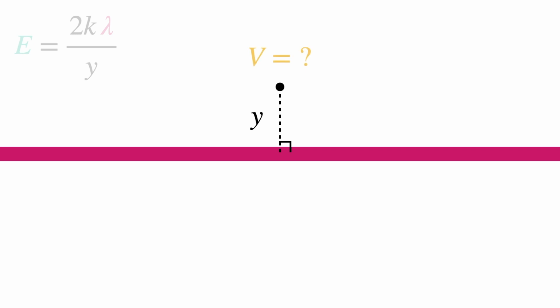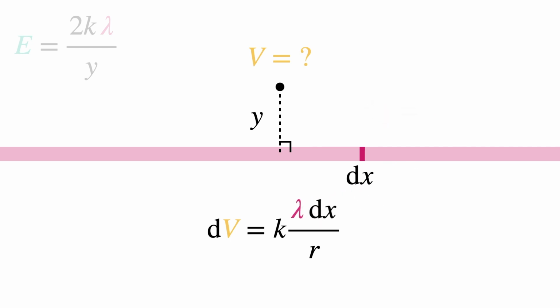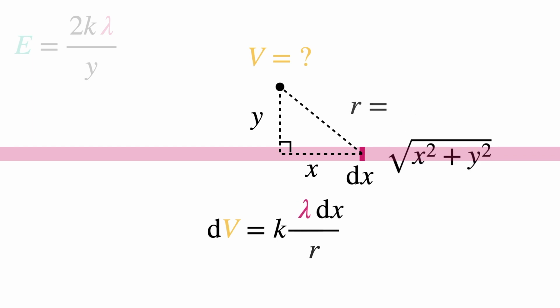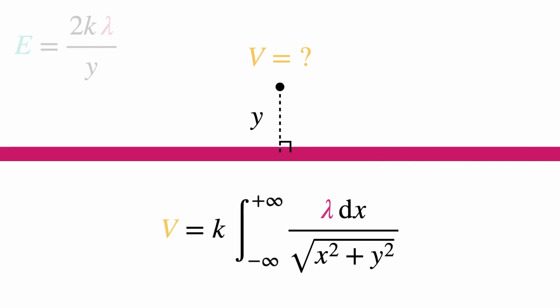We can basically use the same strategy as before. Think about the contribution to the potential due to an infinitesimal piece of the wire. This is k lambda dx over r. Then taking the origin to be at the center, x is this distance, and Pythagoras gives us the hypotenuse. Let's just plug it in. And like for the electric field, we integrate this expression over the whole x-axis to get the total potential.